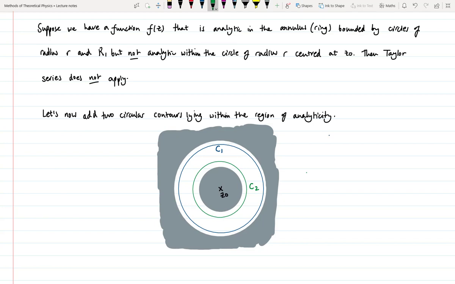I'm going to label their radii. The green one has radius R2, and the blue one, C1, has radius R1. I'll note on the side here that we have the hierarchy that the radius of the small grey region, R, is less than the radius of the circle C2, which is less than the radius of the circle C1, and that has to lie within the largest radius of the region of analyticity, capital R.